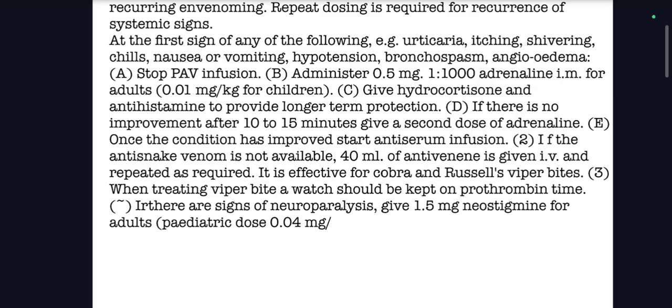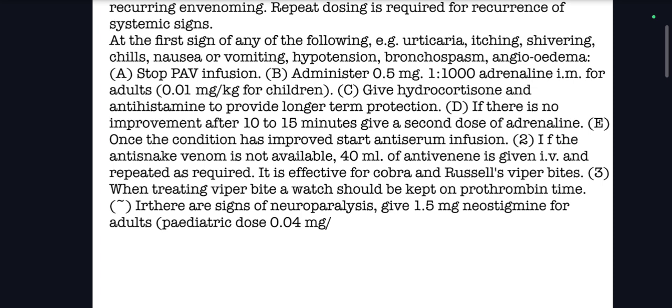Then administer 0.5 mg of 1:1000 adrenaline IM for adults. Then 0.01 mg per kg for children. Give hydrocortisone and antihistamine to provide longer term protection. If there is no improvement after 10 to 15 minutes, give a second dose. Then once this condition has improved, start anti-serum infusion. If the anti-snake venom is not available, 40 ml of antivenin is given IV and repeated as required. It is effective for cobra and Russell's viper bites. When treating viper bite, a watch should be kept on the prothrombin time.